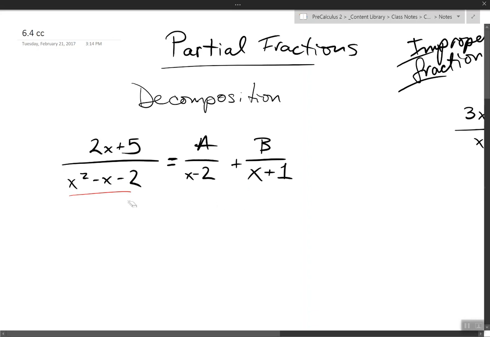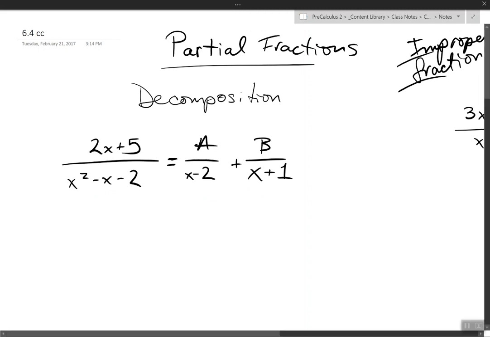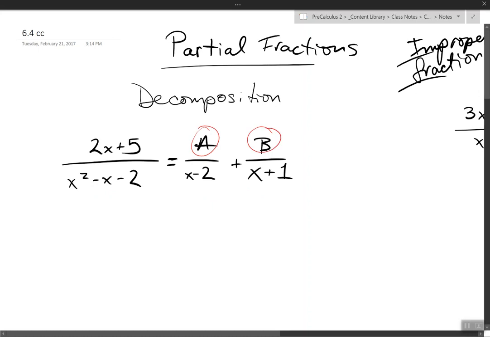This doesn't really show up too often. There are a couple places in calculus that use it, but otherwise it is just a skill that we learn here and then we won't really see again. The reason why it's in this chapter is we can set up a system of equations to solve to get these numbers that would need to be on top of our fraction, A and B.